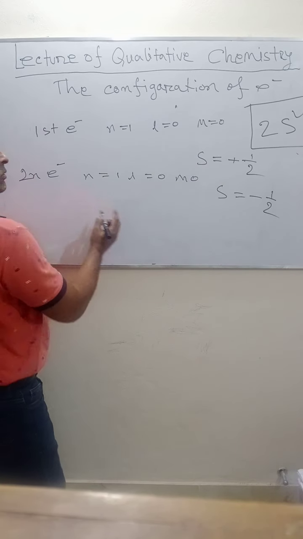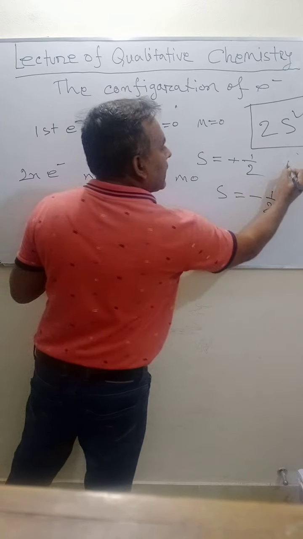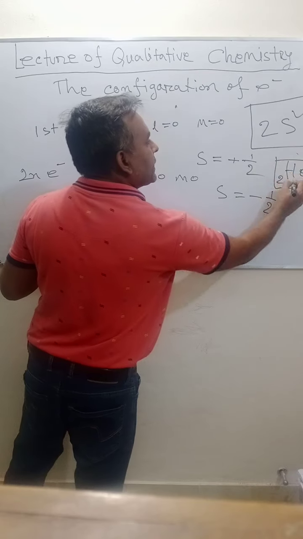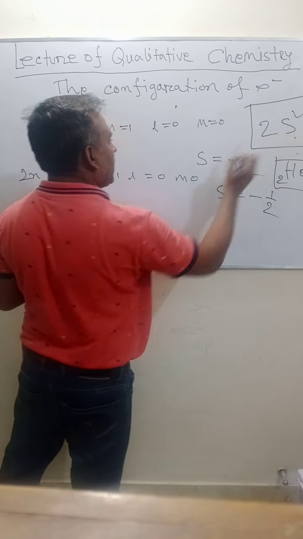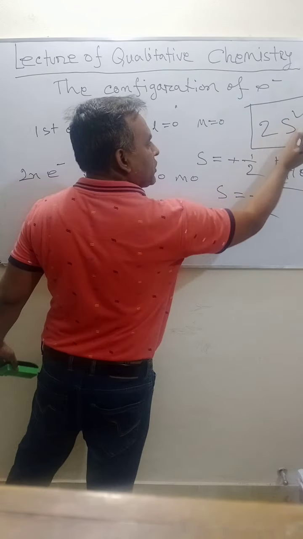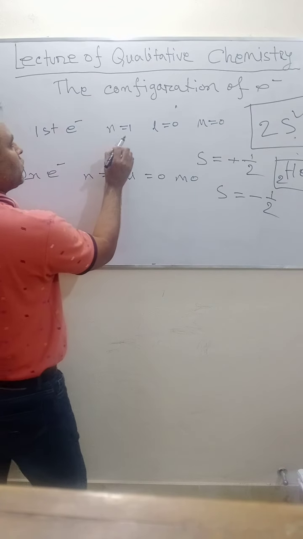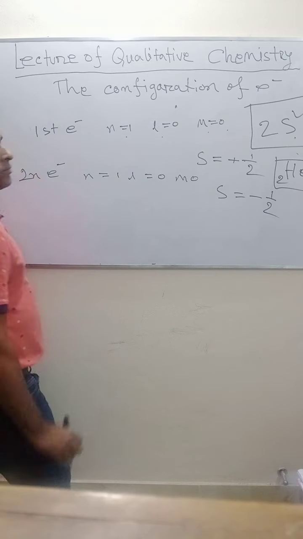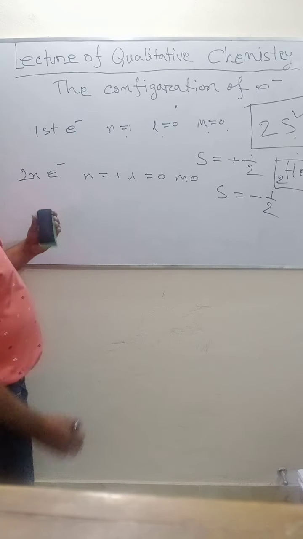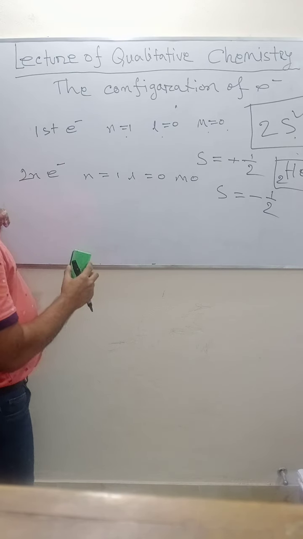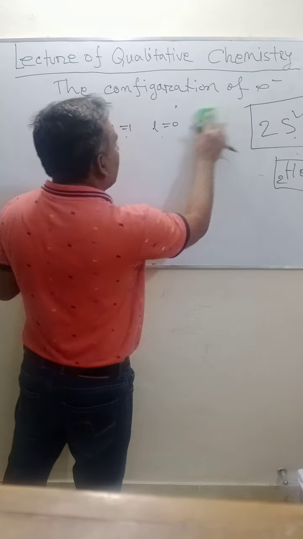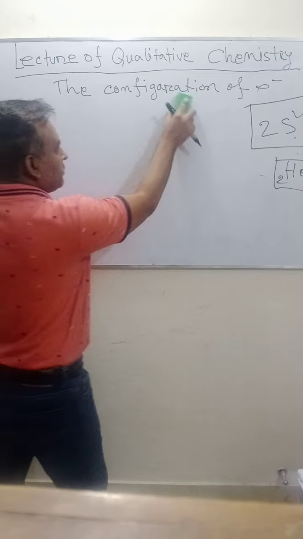Second electron. Helium has 2 electrons. Okay, its electron configuration is 1s². Square means 2 electrons. So n equal to 1, l equal to 0, m equal to 0. Clear? This is the Pauli's exclusion.